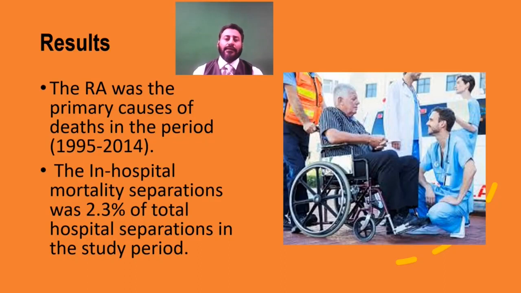Regarding the mortality, rheumatoid arthritis was the primary cause of death in the period of 1995-2014. The in-hospital mortality separation was 2.3% of total hospital separations in the study period.